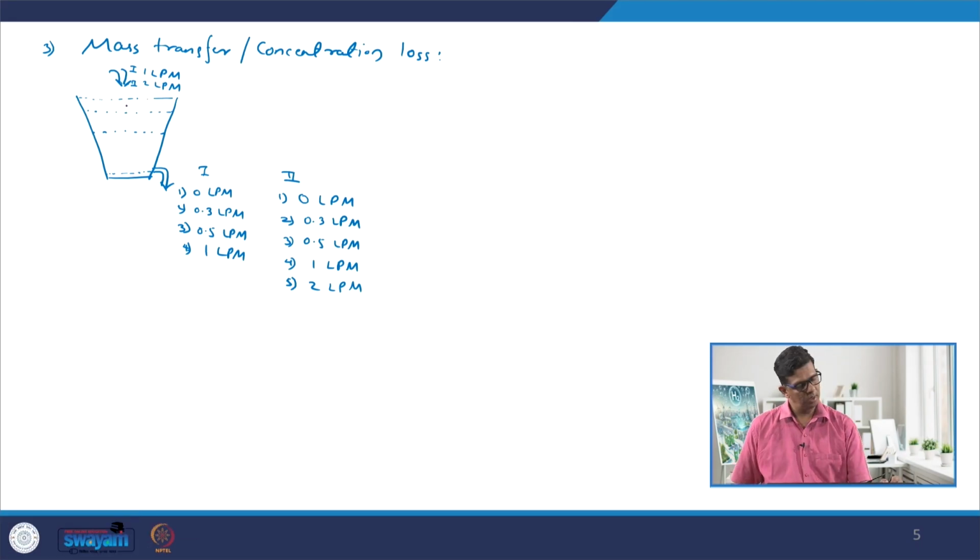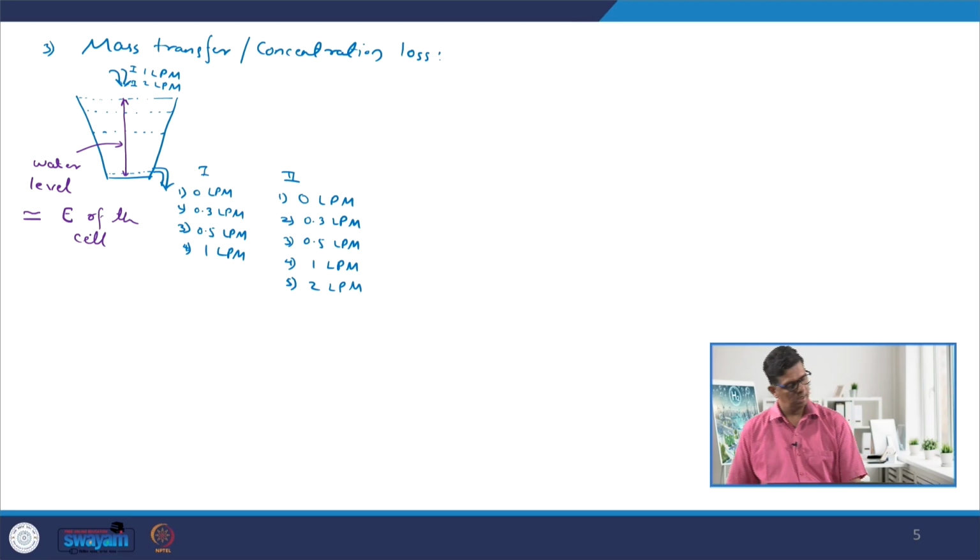So, what we can imply from this is that the water level in the bucket is analogous to the cell potential of the cell, and the water that we are supplying is your flow of the fuel. So, this is your fuel supply, whereas case 1 and 2 represent the amount of current that we are drawing.